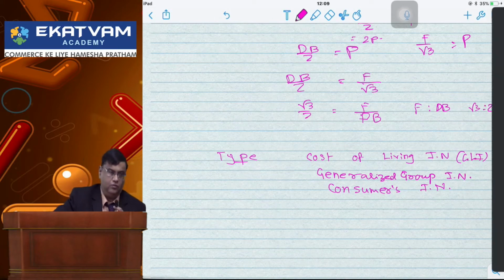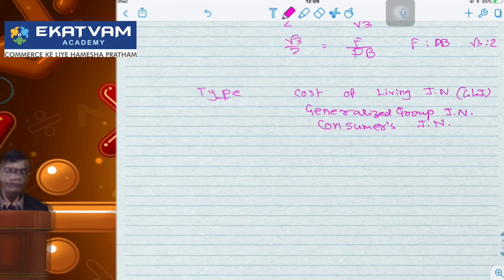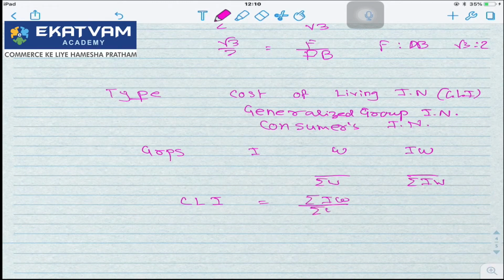Now what will they give? They will give you the information about groups, I's and W's. You make a column IW. And this is summation W, and this is summation IW. And tell me CLI equal to what? Summation IW upon summation W. This is the first formula out here.